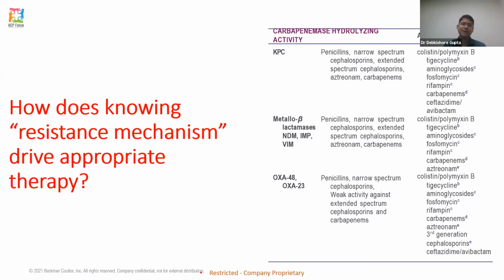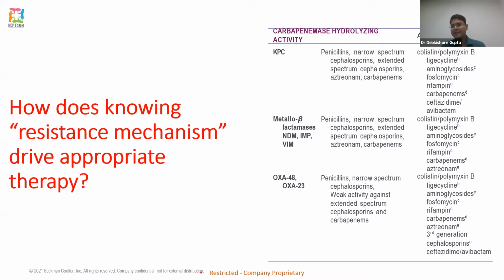So how does knowing the resistance mechanism drive appropriate therapy? Now, well, you have KPCs, you are having these active antibiotics like colistin, aminoglycosides, fosfomycin, rifampicin, and also you have ceftazidime avibactam. Whereas for metallo-beta-lactamases like NDM, IMP, and VIM, you have almost the same set, but definitely you see that your ceftazidime avibactam is not going to work here. And for OXA48, OXA23, again, you can use your ceftazidime avibactam or colistin and other antibiotics.